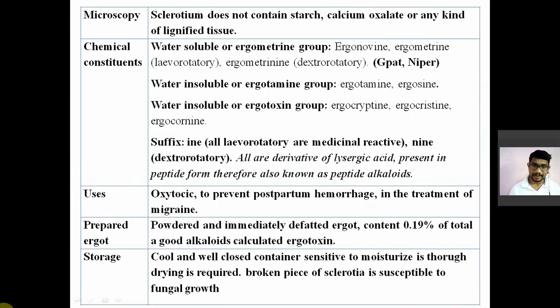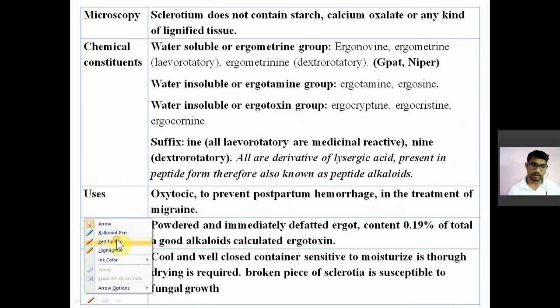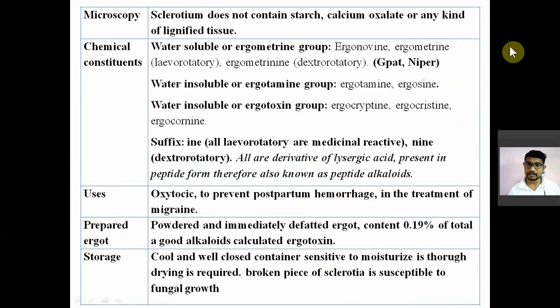Now the next part is the microscopy of this ergot. Microscopy is not much important, because it is not a leaf or part of a plant. But still you should know a few points: sclerotium does not consist of any starch. Dried sclerotium में starch नहीं होगा. During the honeydew stage, obviously it has starch and all that. Calcium oxalate or any kind of lignified tissue, because it is dried sclerotium, it will not have any kind of starch, not calcium oxalate, not any kind of lignified tissue.